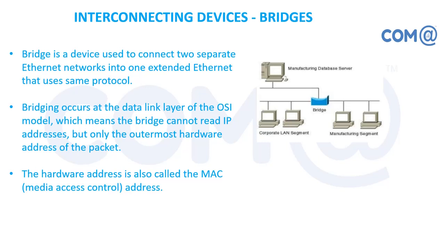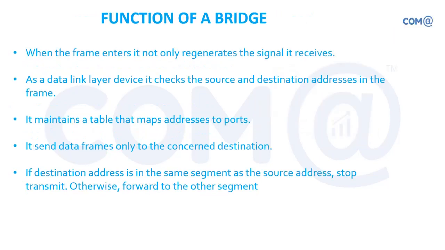Bridging occurs at the data link layer. It works in layer 2 of the OSI model, and it helps to read the data in a better way compared to other devices. The hardware address is also read from the data, which is called a MAC address, media access control. It will be capturing all the details about the packet it is receiving.